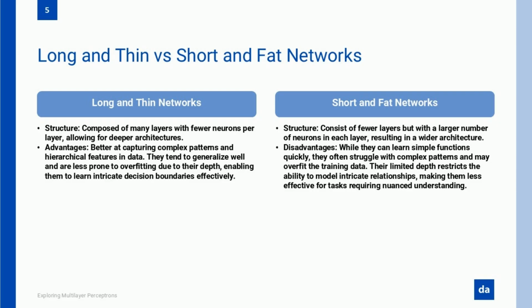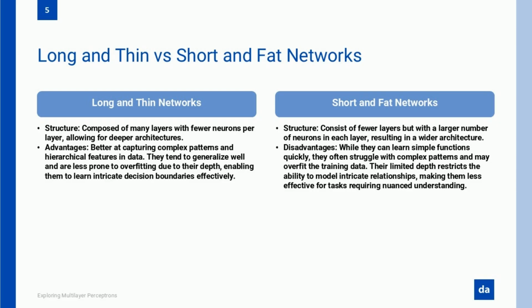Not ideal, right? Now let's talk about long and thin networks. These are deep networks with more layers, but fewer neurons per layer. These are like students who take the time to learn step by step, slowly building up their understanding over time. Instead of trying to process all the information in one go, they break it down into smaller, more manageable pieces.